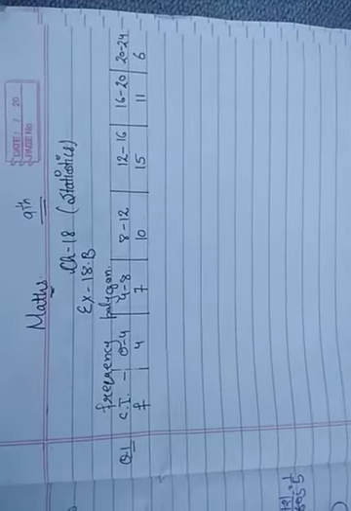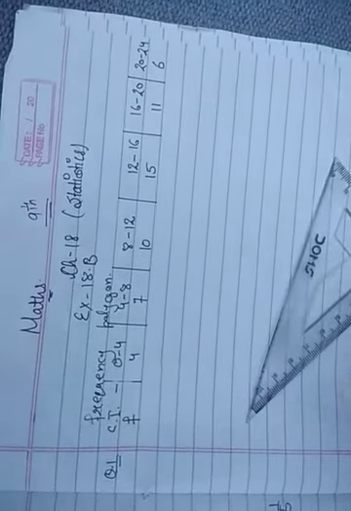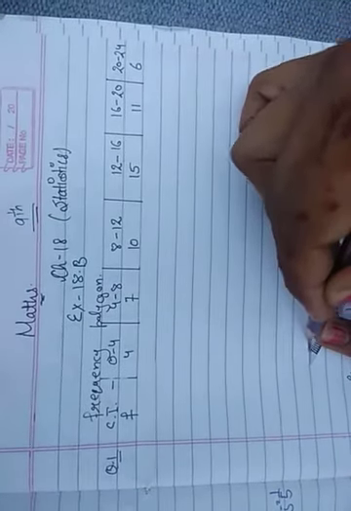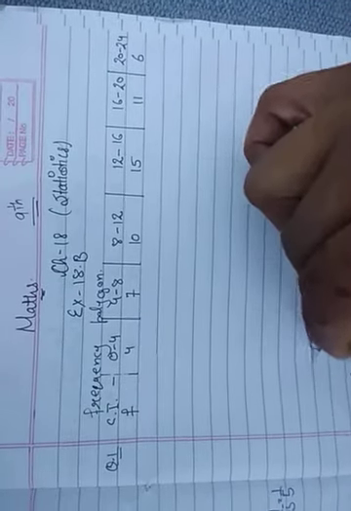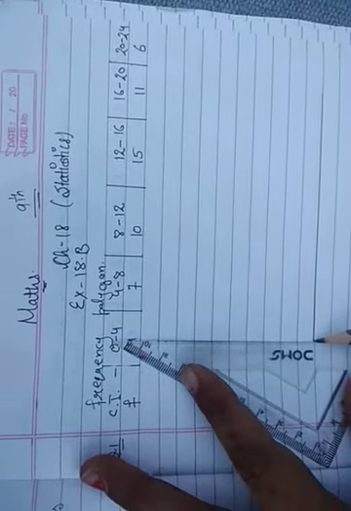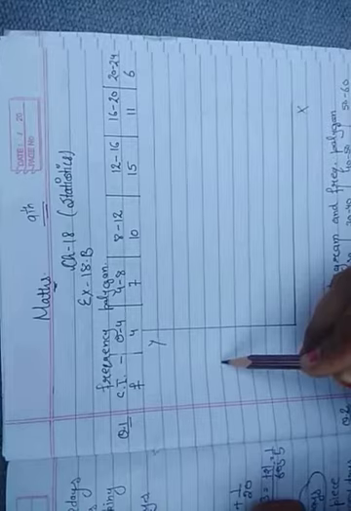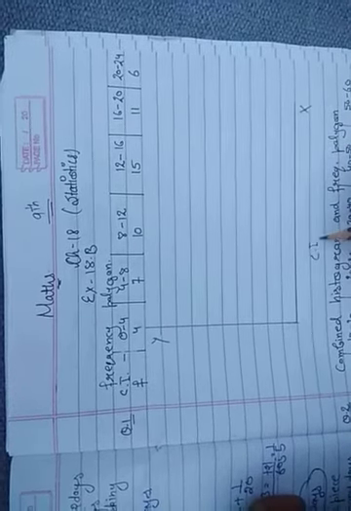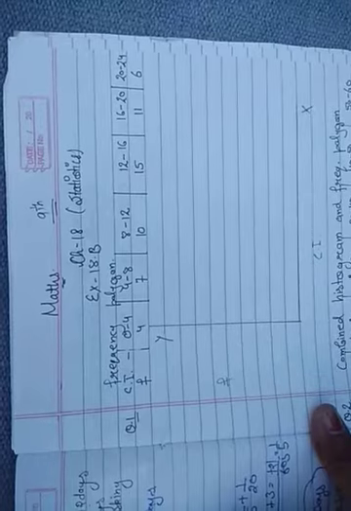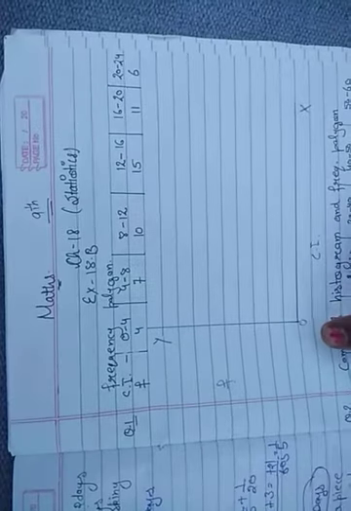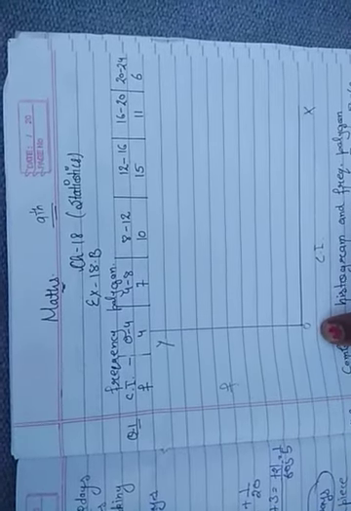Okay, now start. We take x axis and y axis. This is the x axis and this is the y axis. On the x axis we take class interval and on the y axis we take frequency. Now this point is 0, where the x axis and y axis meet each other. That point is the origin and its coordinates are 0, 0.